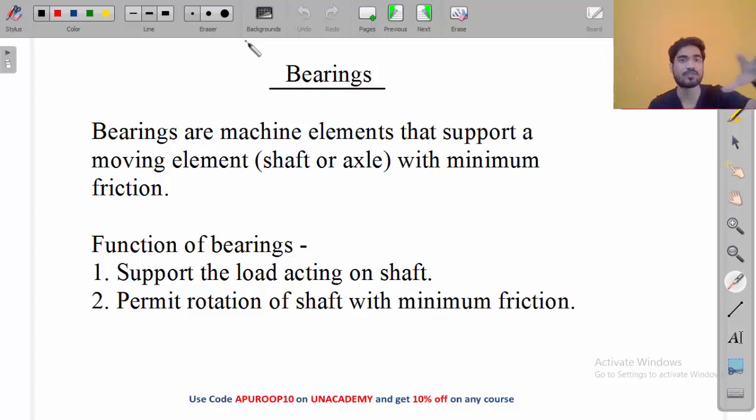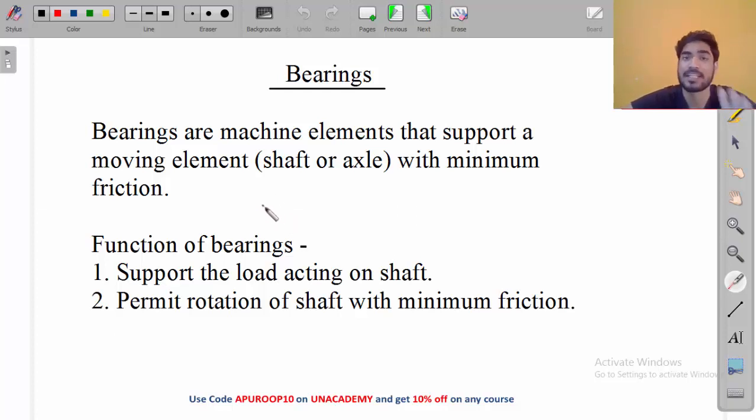There are arrangements in bearings to reduce the friction. So we need bearings in order to reduce the friction. Otherwise, if you just put the moving body on a static surface, there will be a lot of friction and a lot of power loss. So that's why we need specially designed bearings, so that they reduce the friction.